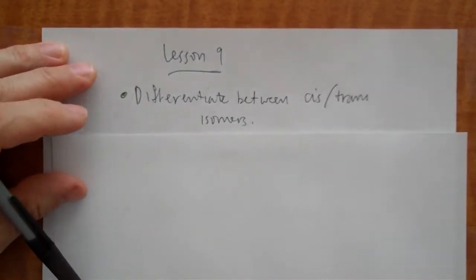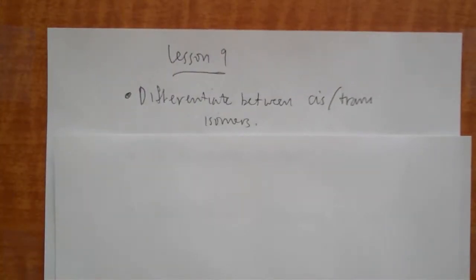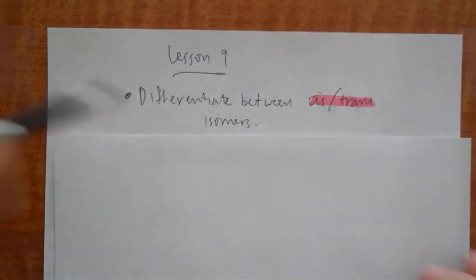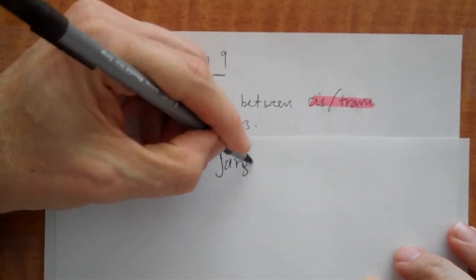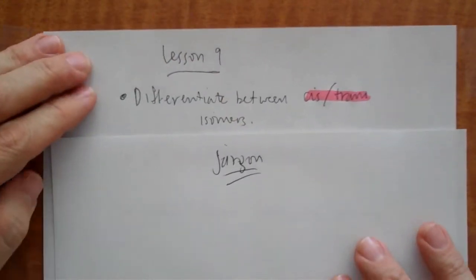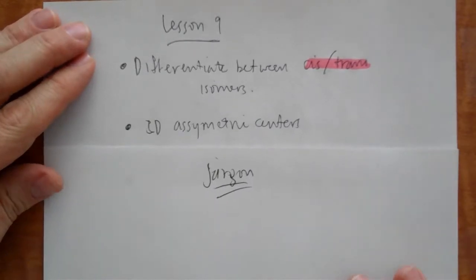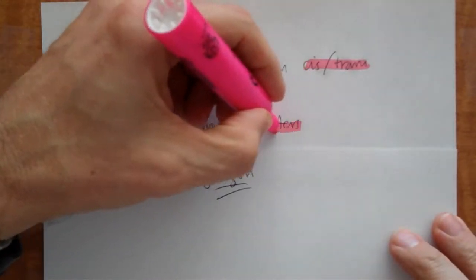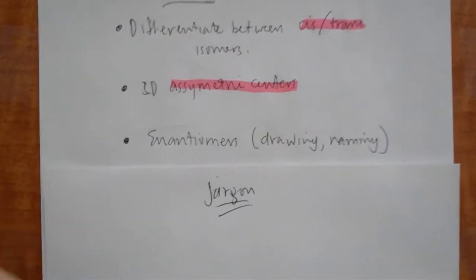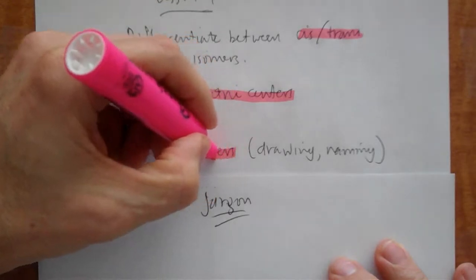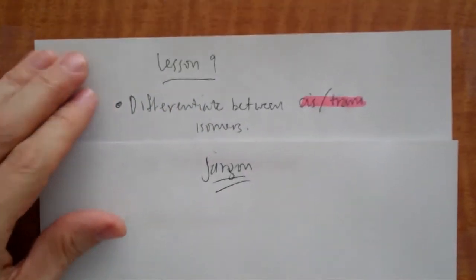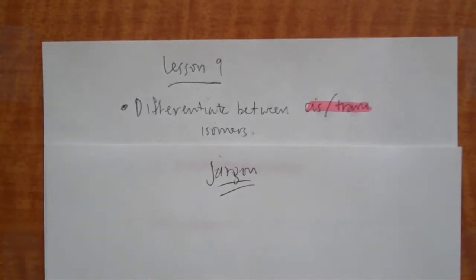So the first objective is to differentiate between cis-trans isomers, okay? We have to get used to it. Cis-trans isomers. All right, the next objective is to identify asymmetric centers. What does that mean? We'll get into it. And the third one is we've got to be able to draw and name enantiomers. All right. So the first thing is I want to be able to differentiate between cis-trans isomers.